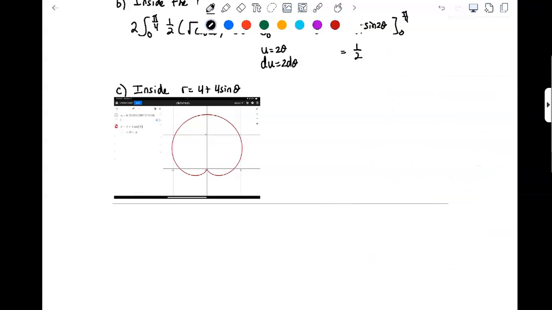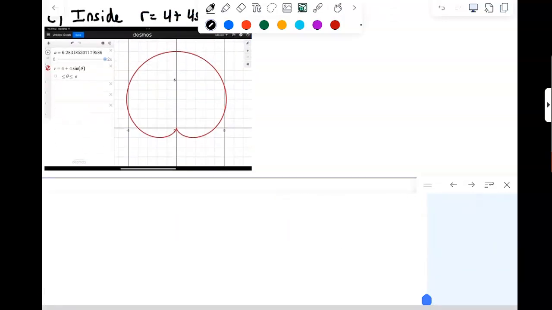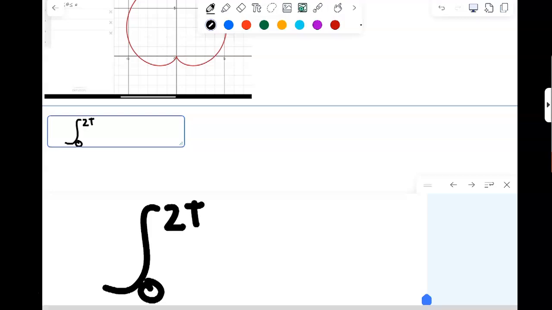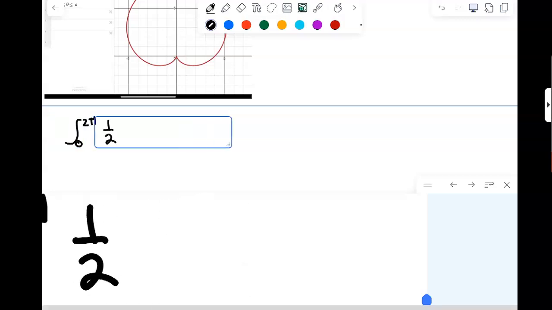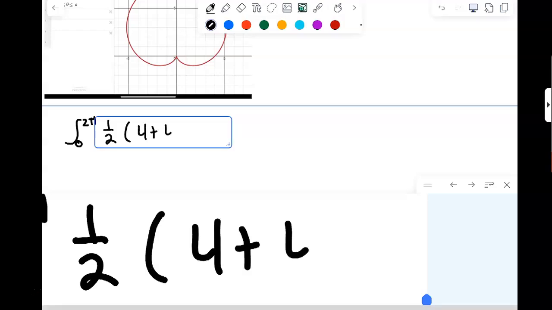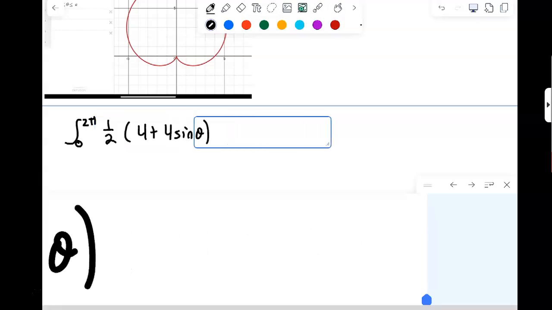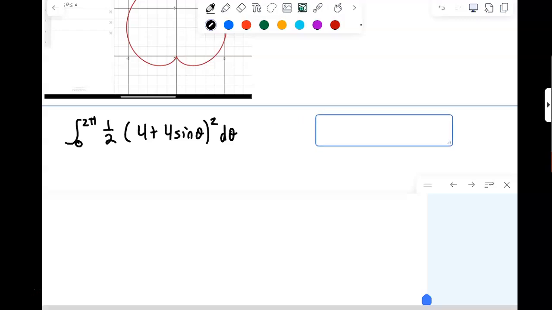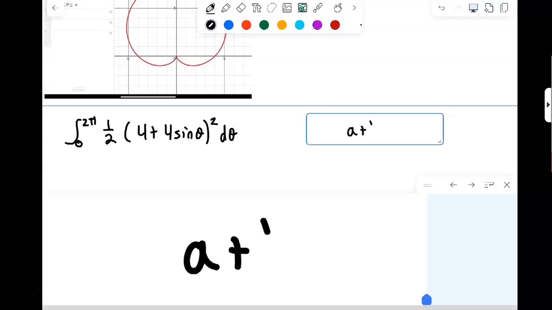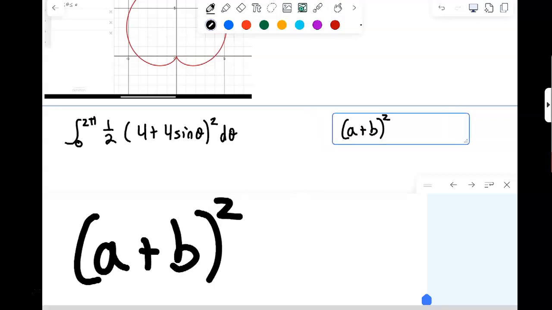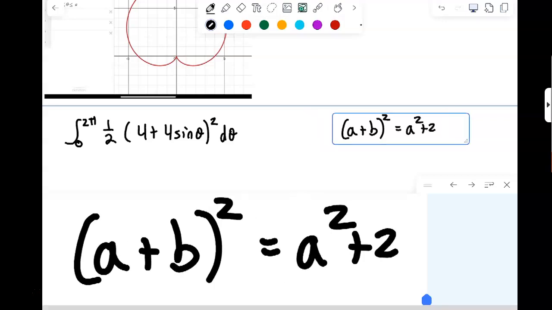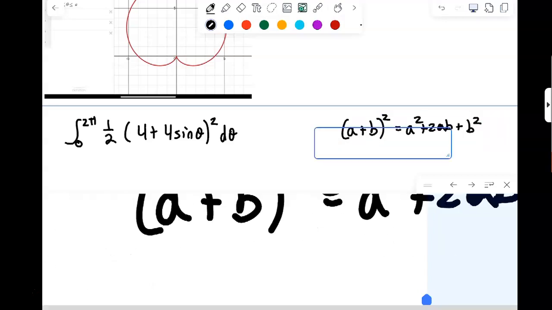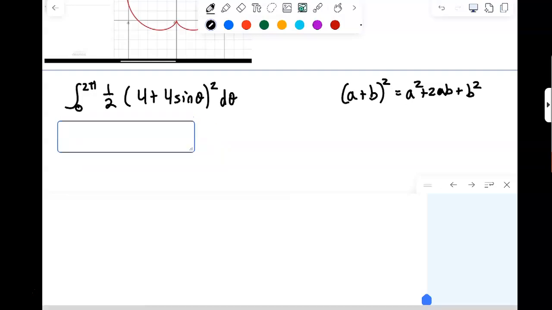Okay, so we set up our integral now. Integral, again, is the integral from a to b. So there's no doubling or anything this time, so it's just 0 to 2 pi of 1/2 of my function squared, 4 plus 4 sine theta squared d theta. And now we just got to work this integral out. Towards that end, we have a binomial squared. Remember, when you square that, that'll be the first thing squared plus twice their product plus b squared.